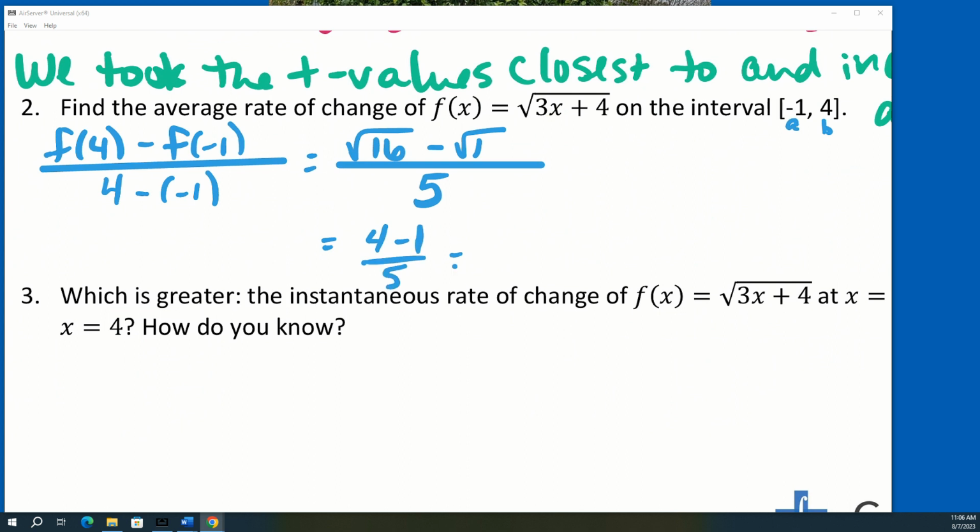All right, so we're going to end up getting 3/5. And this one doesn't have units because it's not a conceptual problem, so you just leave it like that. It's the average rate of change of that function on that interval. Hopefully that seemed familiar. You definitely did that in Algebra 2.